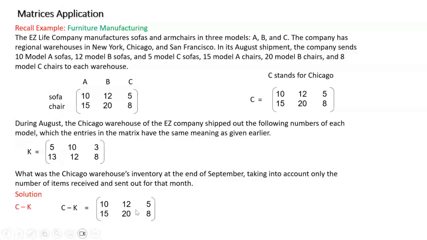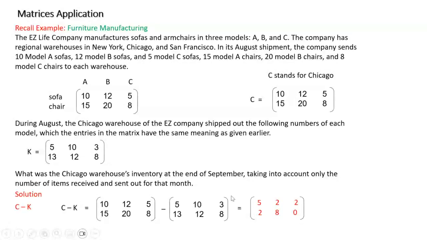So here's the Chicago warehouse. It has all those models of furniture, and here's what they sent out. What will be left at the warehouse in Chicago is going to be subtraction. So it's going to be 10 minus 5, which is 5, 12 minus 10, which will be 2, 5 minus 3, which will be 2, 15 minus 13, which will be 2, 20 minus 12, which is 8, and 8 minus 8, which would be 0. So this is what was left at the warehouse.